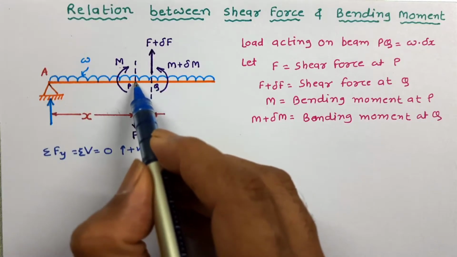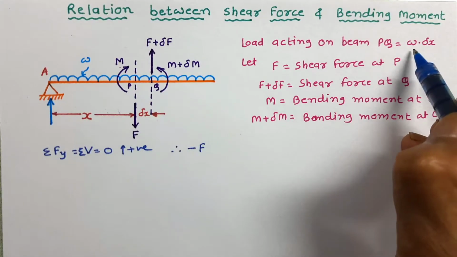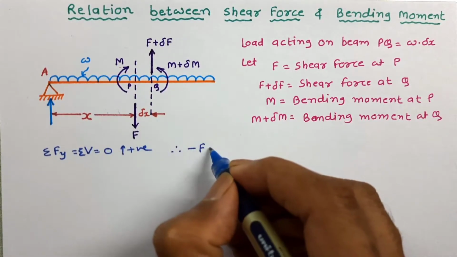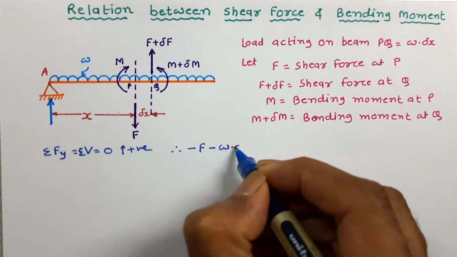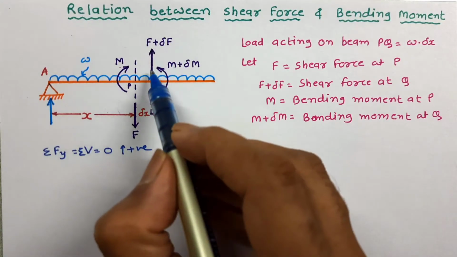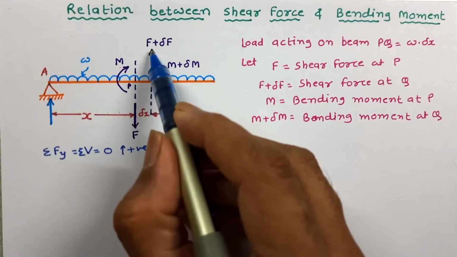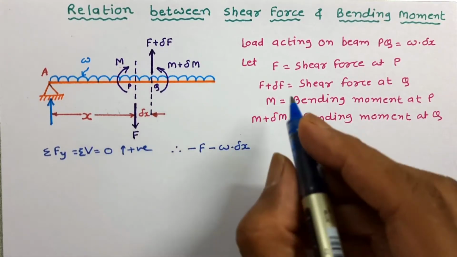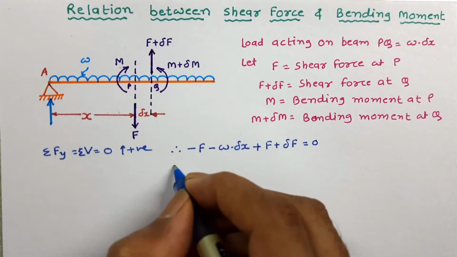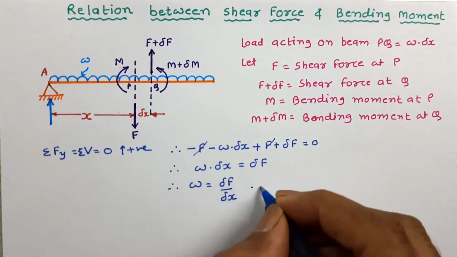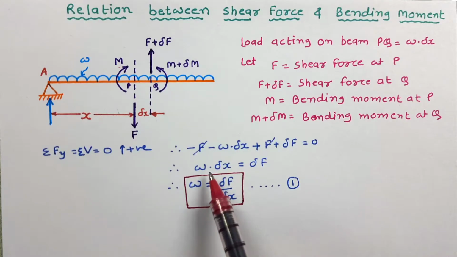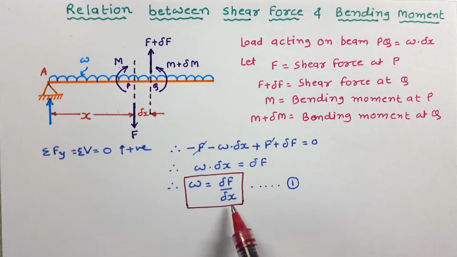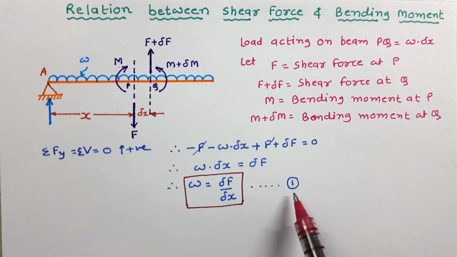In this portion, the total load acting that we have already worked out is w into del x, and this weight is acting vertically downward, so it will also be minus w into del x. Here at this portion, the force acting is F plus del F, and it is acting in the vertically upward direction, so it will be positive. So let us simplify it. Simplifying, we get small w equal to del F upon del x. Let us say this is equation number 1.